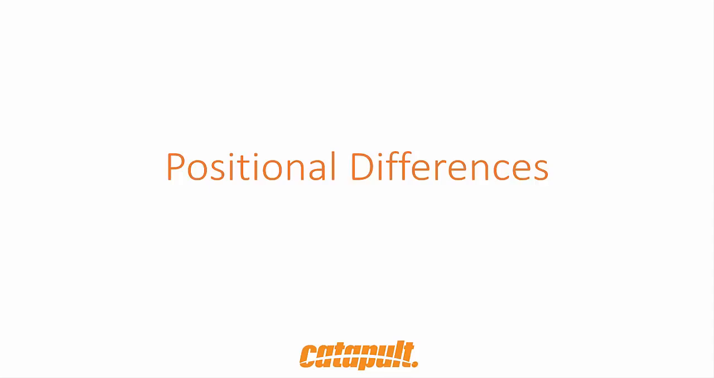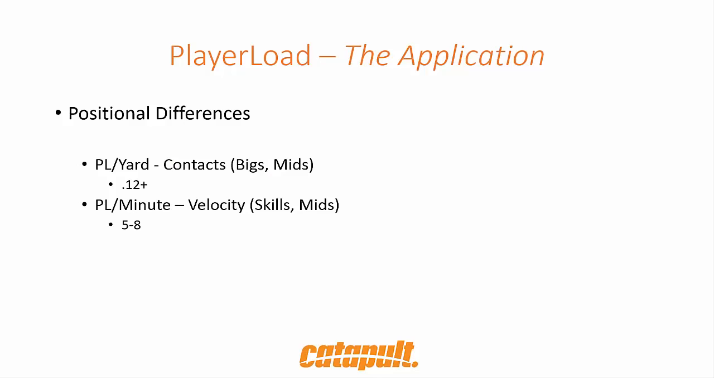So talking a little bit about positional differences now, kind of mentioned it, but people like to discuss, what metrics should I be looking at for my bigs versus my mids and skills. And since we're just talking about player load, looking at player load per yard, it's a very contact-driven metric. So in my opinion, you're going to be using that a lot for your linemen, and a good amount for your mids. It's going to be a heavily used metric for linemen.